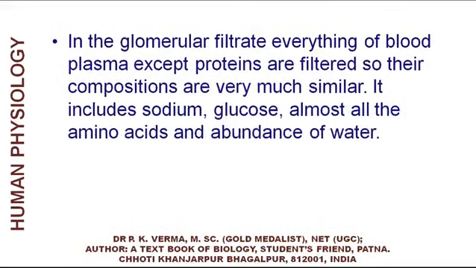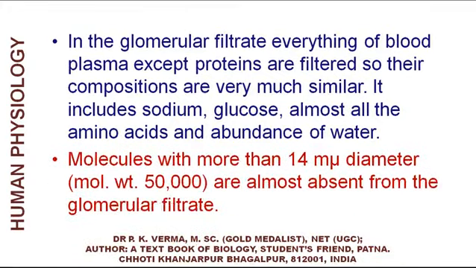In the glomerular filtrate, everything of blood plasma except proteins is filtered, so their compositions are very much similar. That is, the filtrate composition is similar to the blood plasma composition. It includes sodium, glucose, almost all the amino acids, and an abundance of water.